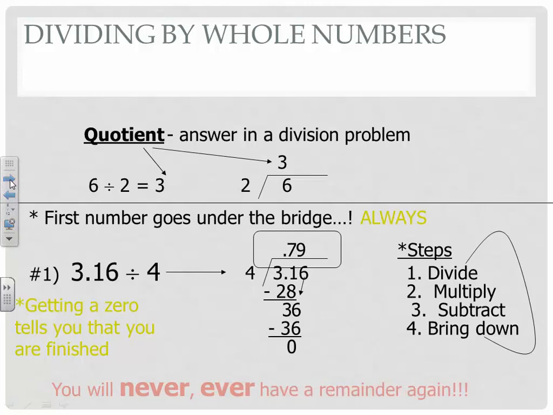Never, ever again will you have a remainder. Never is there going to be a remainder. There's only ever going to be a 0. That's the only way that you can finish. If you ever have a remainder, I'm not even going to say the word anymore, you add a 0 and keep going. You are never going to have one of these again, not in 6th grade, not in 7th grade, not anywhere.